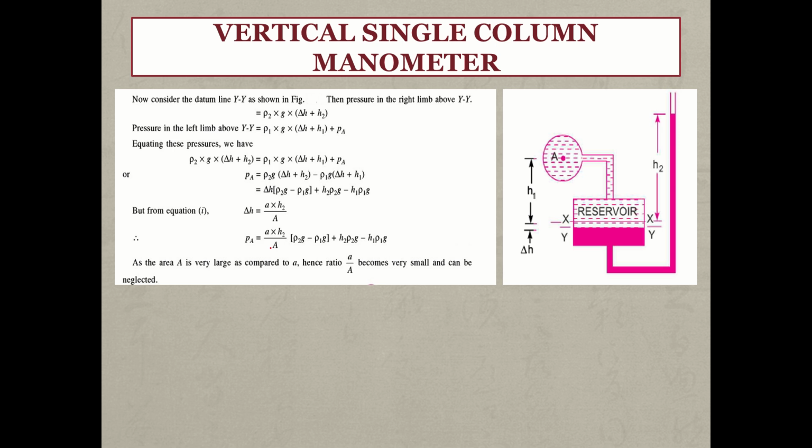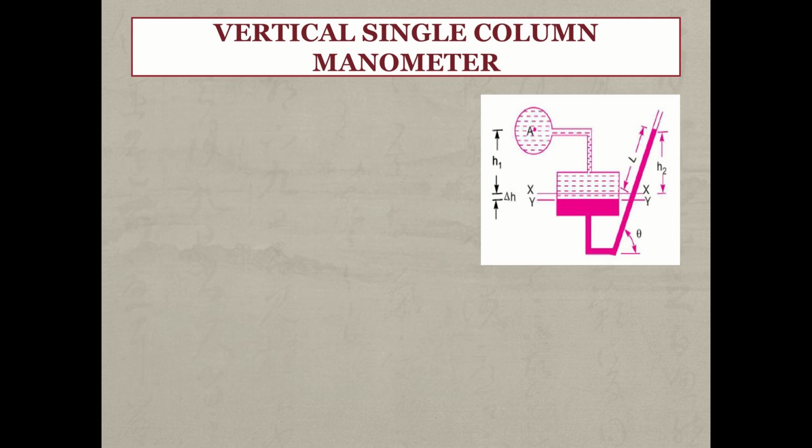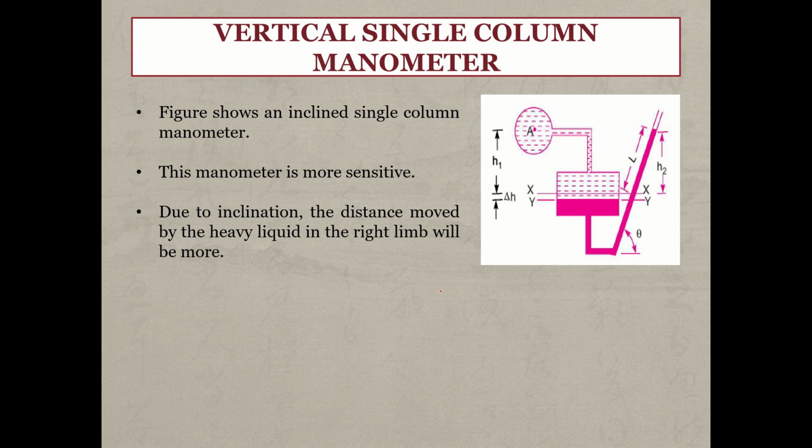So if you try to ignore the value of this, finally our PA value comes out to be H2 rho 2G minus H1 rho 1G. Okay, so this formula is used for calculating the pressure in a single column manometer. And the next one is an inclined single column manometer.